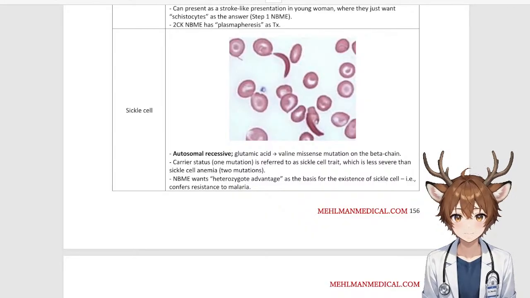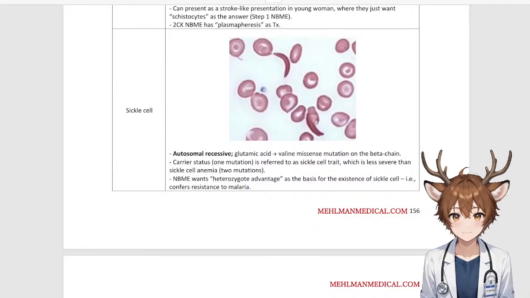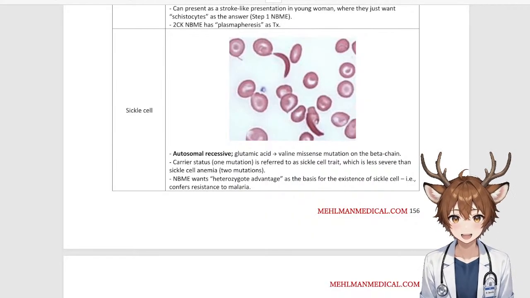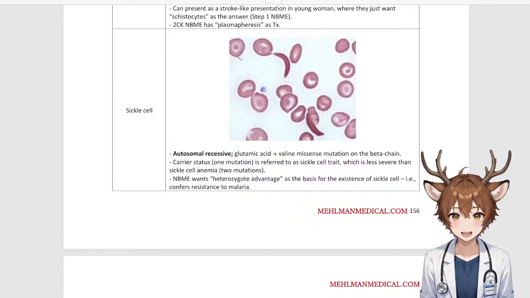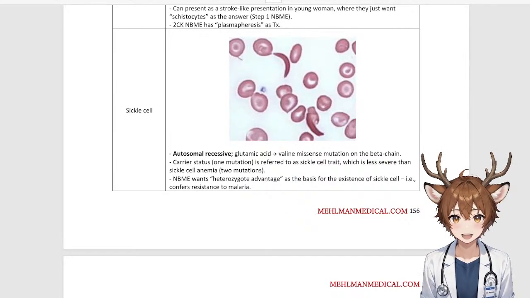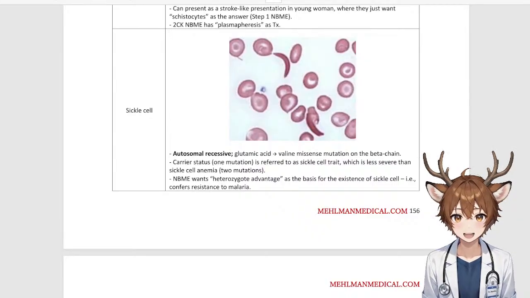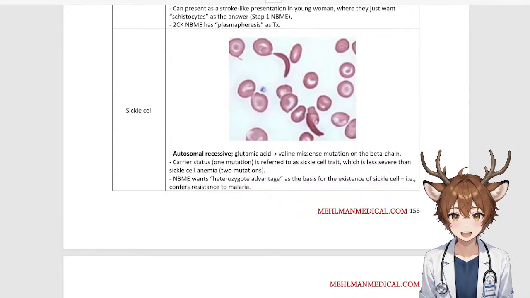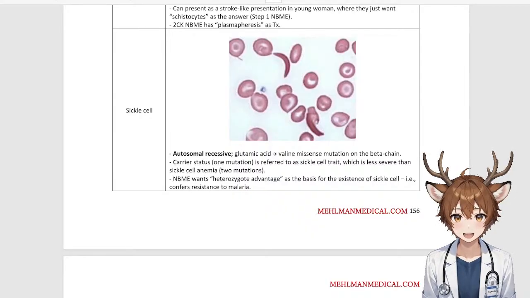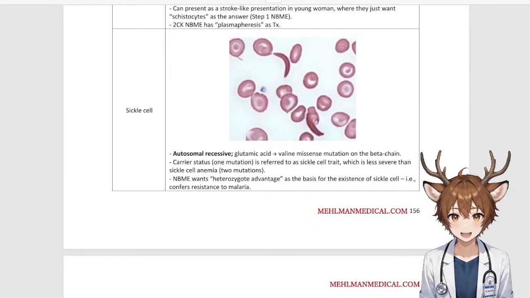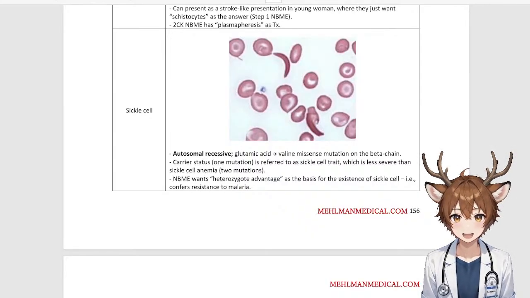Sickle cell. So here's some sickle cells right there. Autosomal recessive, glutamic acid goes to valine, a missense mutation on the beta chain. Carrier status, 1 mutation, is referred to as sickle cell trait, which is less severe than sickle cell anemia, 2 mutations. NBME question wants heterozygote advantage as the basis for existence of sickle cell, that is to say, it confers resistance to malaria.